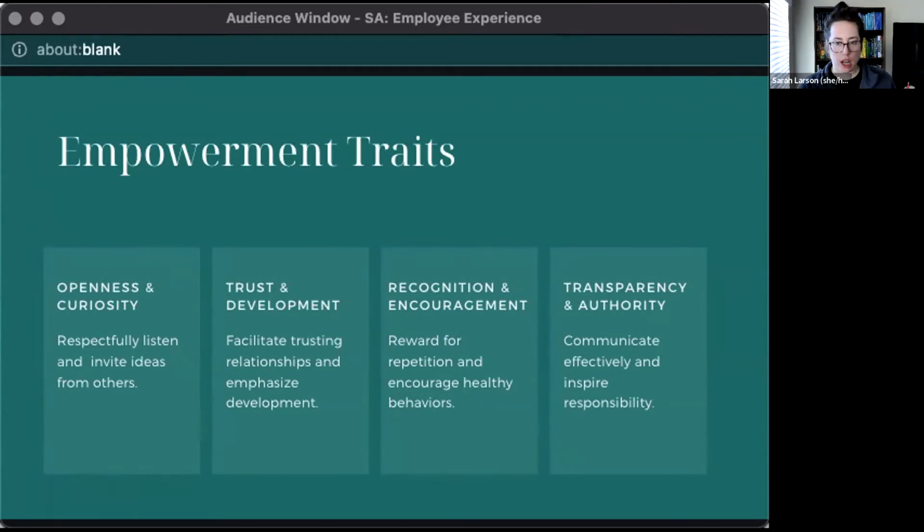Openness and curiosity. That consists of respectfully listening, and that sends the message that people are valued and respected. Being open and inviting ideas from others will increase empowerment within your team. Trust and development. The skill of a manager to gain the respect and support of the team members is another critical factor. If employees are trusted by their manager, and they feel that their manager has their back, and would support them in an issue or an endeavor or whatever decision they make, employees will feel more empowered.